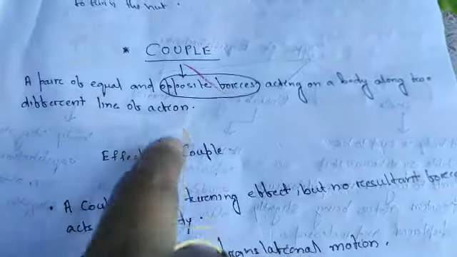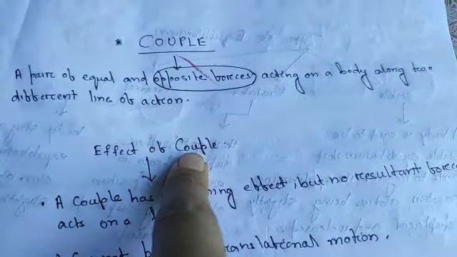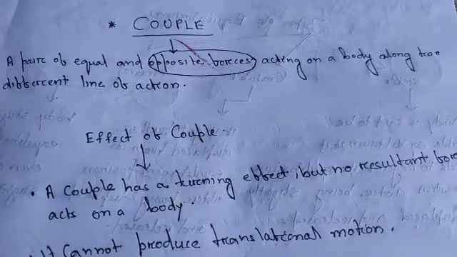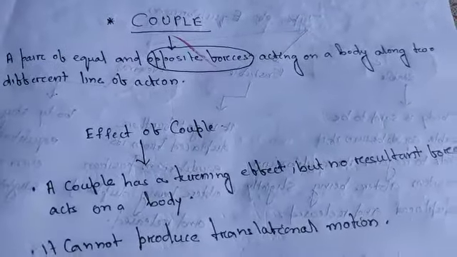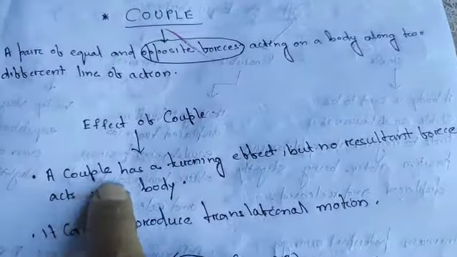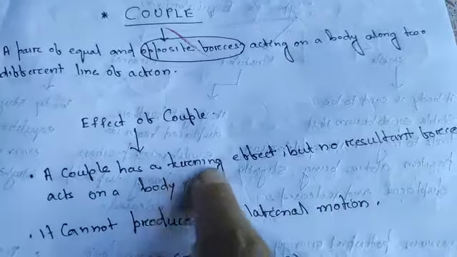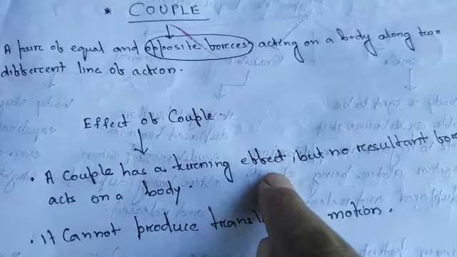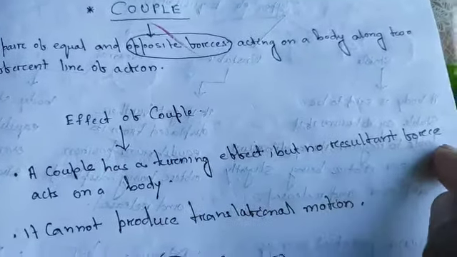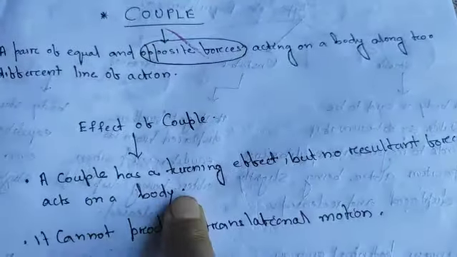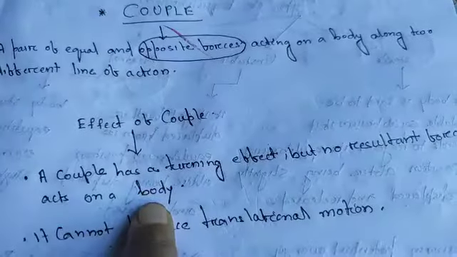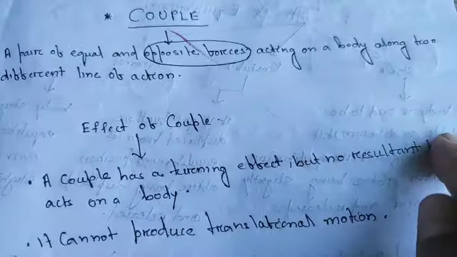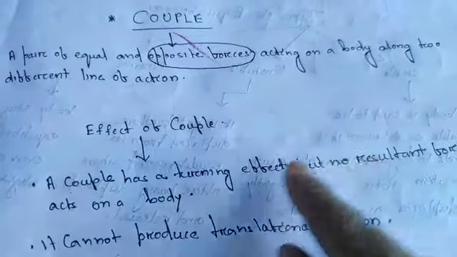Okay. Now we will focus on the effect of couple. What is the effect acting on your body due to the couple? What happened? Let us check it. If a couple is acting on the body, student, the first thing you will see is a turning effect. Means there will be a turning effect, but no resultant force acts on the body. Means there is no force acting on the body. Means the sum of the two forces will be 0.